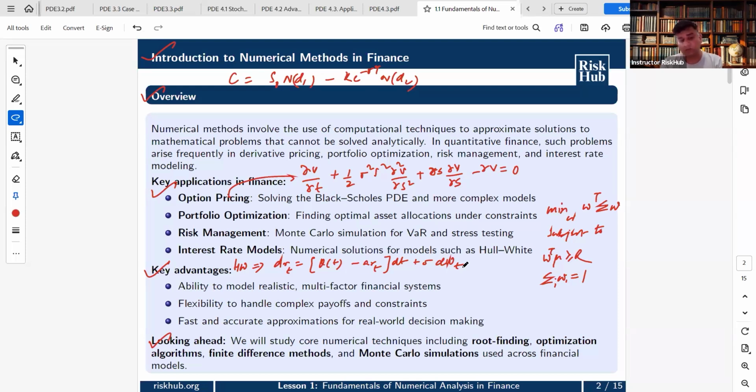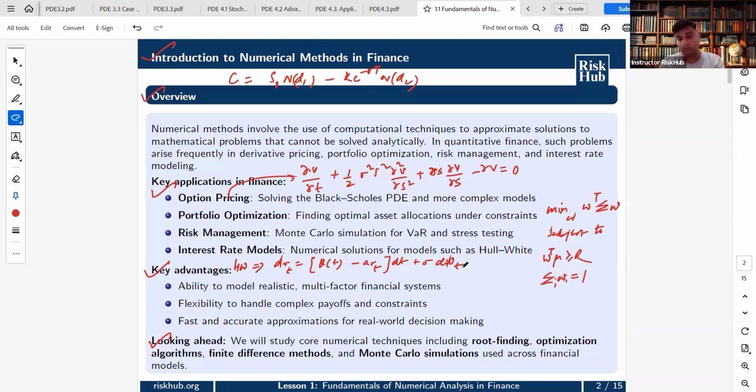If you're looking for portfolio optimization, you have optimization algorithms. If you're looking at risk management, you have simulation, trees, and stress testing. And for interest rates, you have trees, PDEs, Monte Carlo, right? The slide is clearly telling us that numerical analysis is not abstract math only. It is the machinery behind your real quant finance models, right?